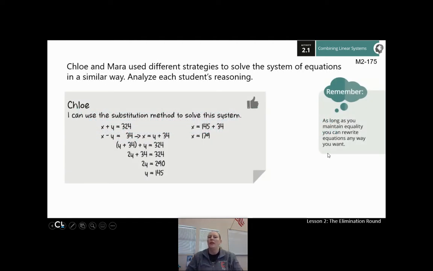So Chloe and Mara used different strategies to solve the system of equations in a similar way. So here you can see we have Chloe's way, and you're going to analyze each of these. You're going to write down what you notice that they did, all right? So Chloe said, you know what? I can use the substitution method for this. So what she did is she got the X all alone. You can see she took the X, she added Y to both sides. So now she knows that X equals Y plus 34. And then she took that Y plus 34 and she substituted it in for X. So instead of X, she put in Y plus 34 plus Y equals 324.